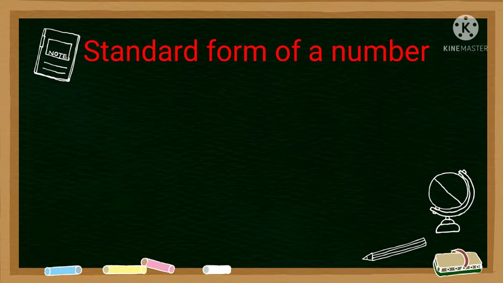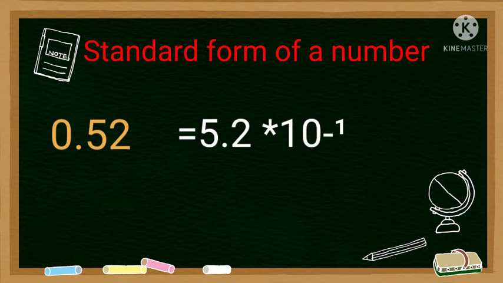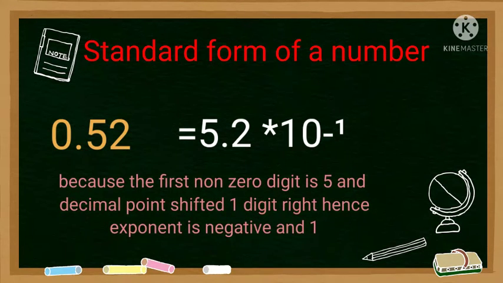Now for another example, we have a number 0.52. To write it in the standard form, we place the decimal point after the first non-zero digit, that is we write it as 5.2 and then multiply it with 10 to the power minus 1 since the decimal point has shifted one position to the right.